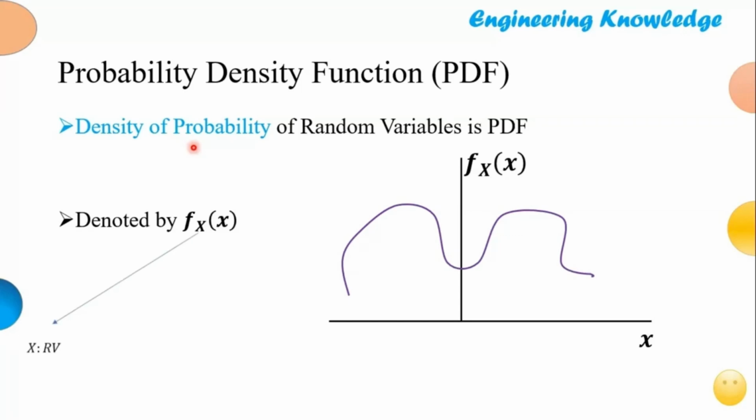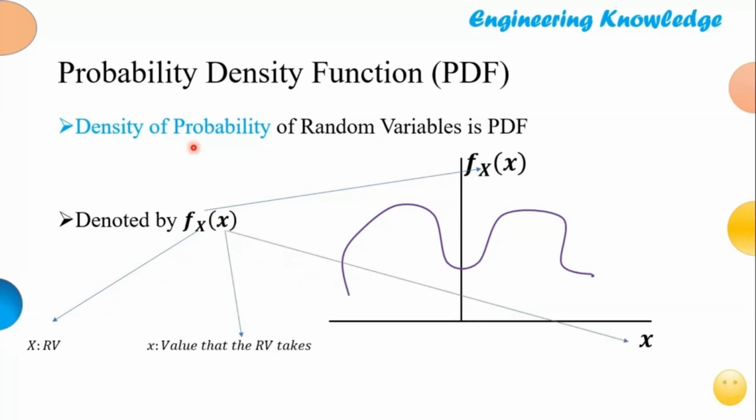Now, what is the representation? This capital X is the random variable, which is also denoted here. And this capital X is the random variable, the function that is mapping. And the value that the random variable takes is small x, which is on the x-axis of the plot. This is the probability density function. So how can I use this PDF concept to calculate the probability?